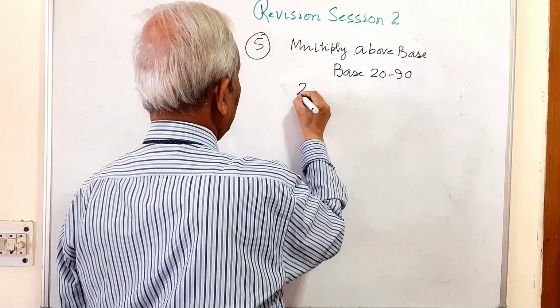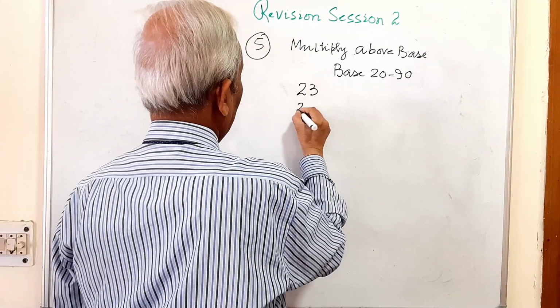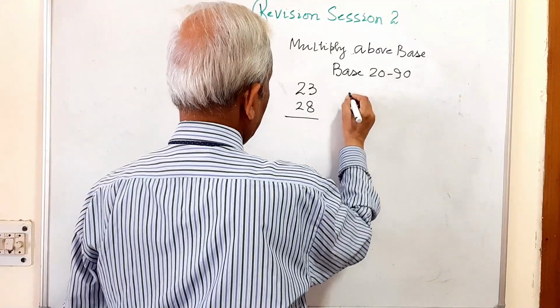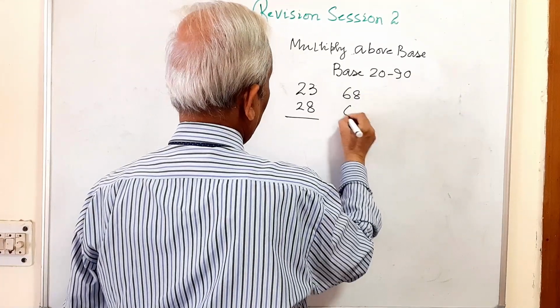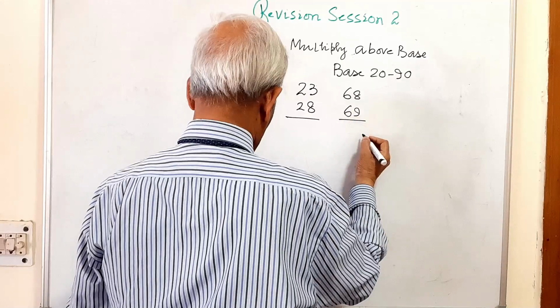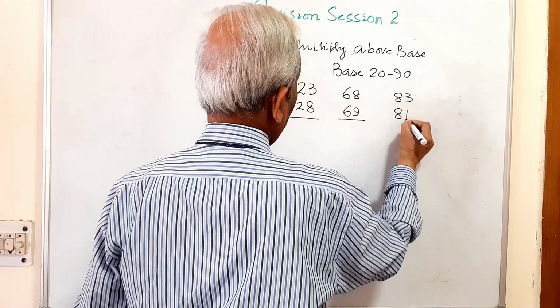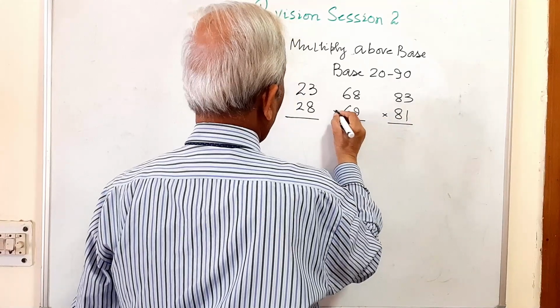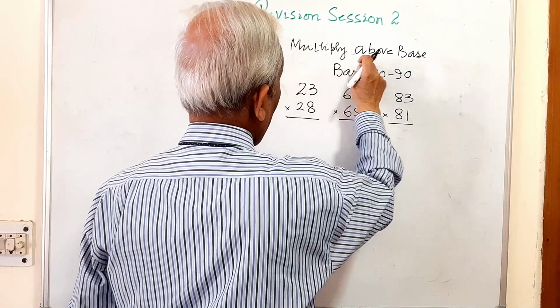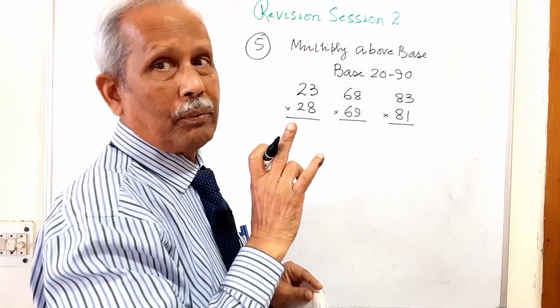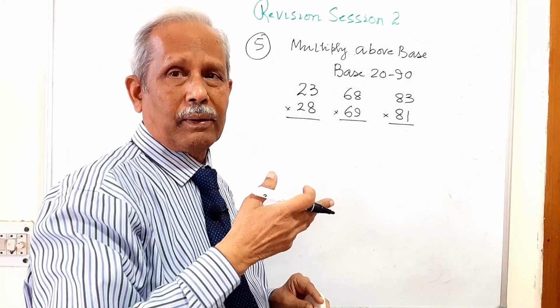23 into 28, 68 into 69, 83 into 81. Try it yourself. Just remember this is above base. You have to take the base which is above, not below, right? And then you try it. Try it yourself.